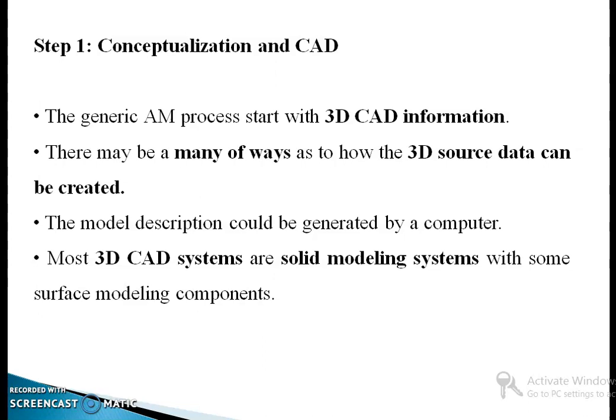There are a variety of ways available to create CAD models. Different software, such as CATIA and Pro/E, are available to create the 3D model. With the help of the 3D source, data can be created. The model description would be generated by the computer with the help of the CAD drawing. Most 3D CAD systems are solid modeling systems with some surface modeling components. Means first of all, we have to create a CAD model with the help of the CAD drawing.